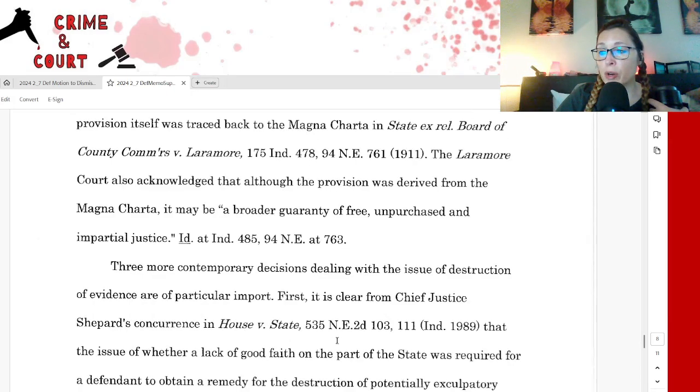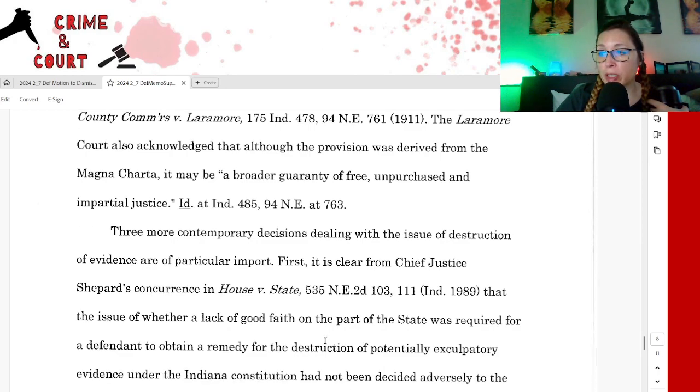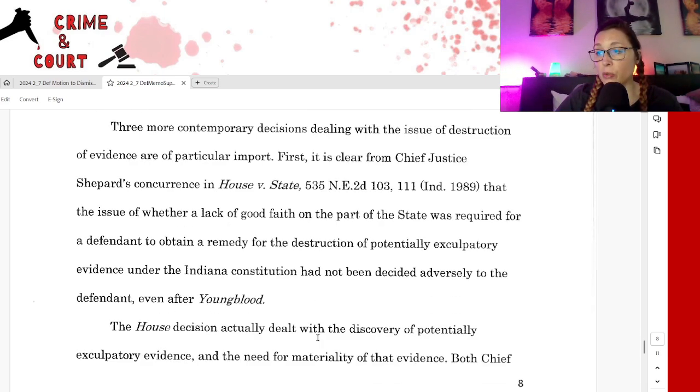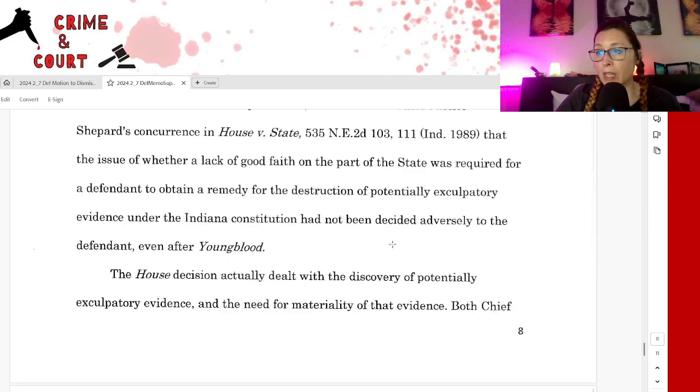Three more contemporary decisions dealing with the issue of destruction of evidence are of particular import. First, it is clear from Chief Justice Shepard's concurrence in House v. State that the issue of whether a lack of good faith on the part of the state was required for a defendant to obtain remedy for the destruction of potentially exculpatory evidence under the Indiana Constitution has not been decided adversely to the defendant, even after Young. So that has not been decided in Indiana law.